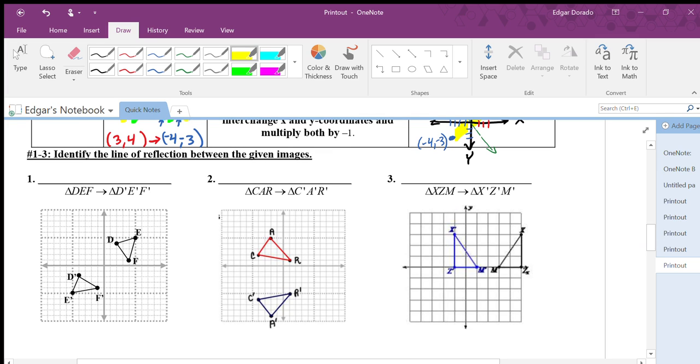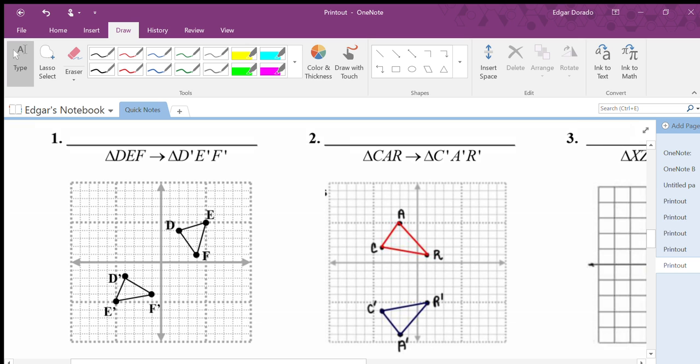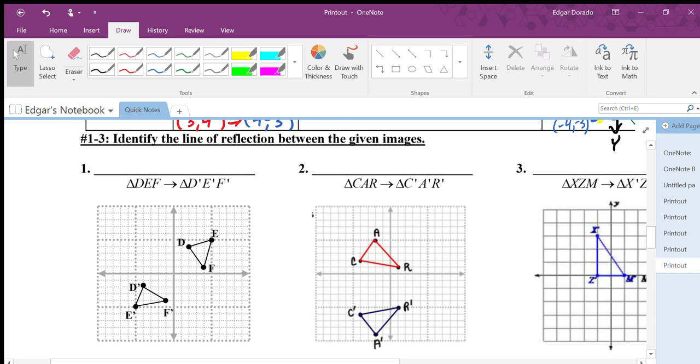Okay? Alright guys, let's go ahead and look at a few of these examples here. Let me zoom in on this one. Alright? Well, let's read the directions first. It says, identify the line of reflection between the given images. So we have to find out which type of line of reflection do I have.